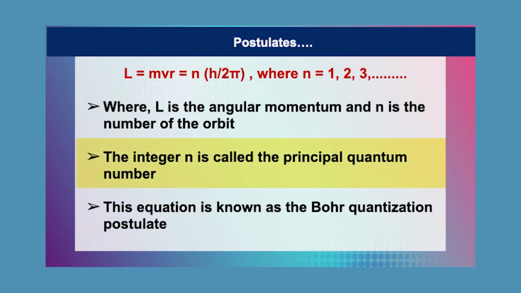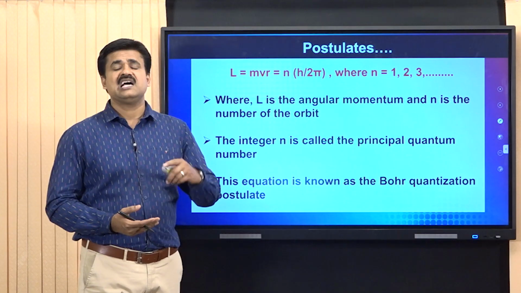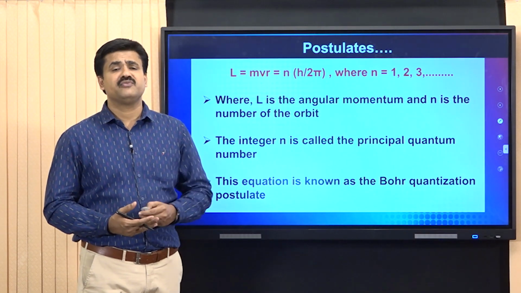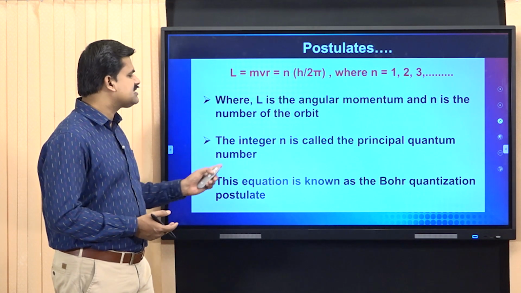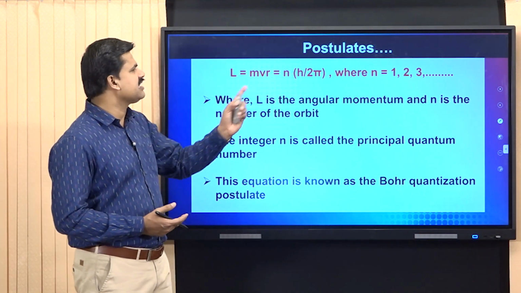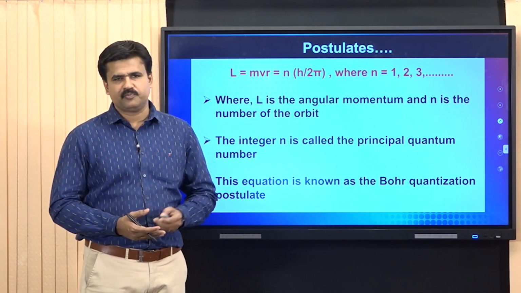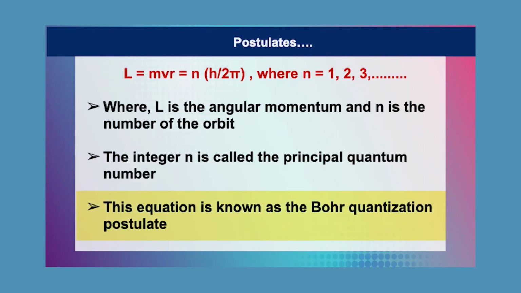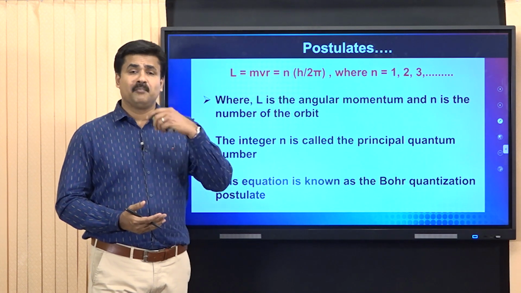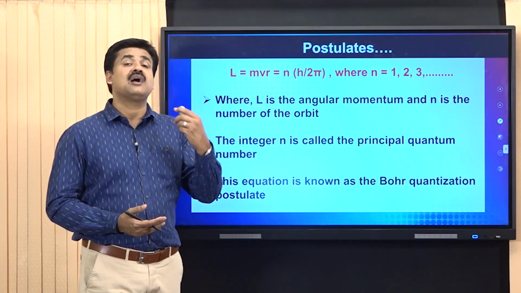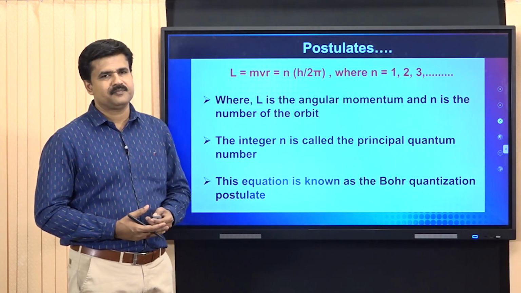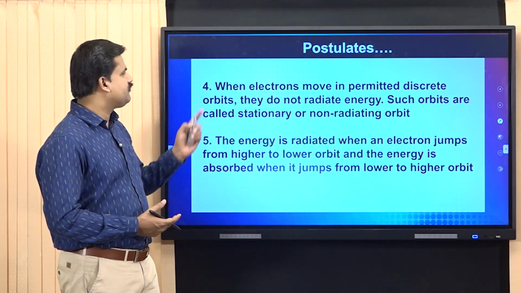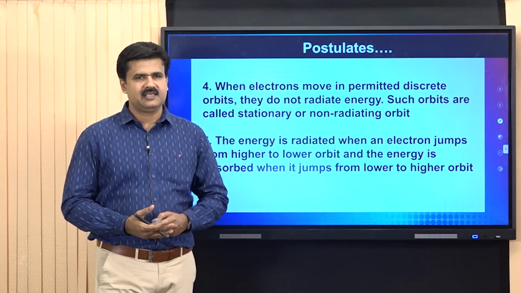The integer n is called the principal quantum number as far as the quantum mechanics point of view is concerned. This equation, mvr equal to nh by 2 pi, is also known as the Bohr quantization postulate, or Bohr quantization of angular momentum postulate. Moving on to the fourth postulate of Bohr theory.